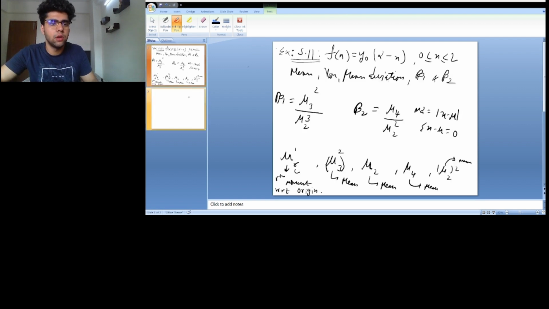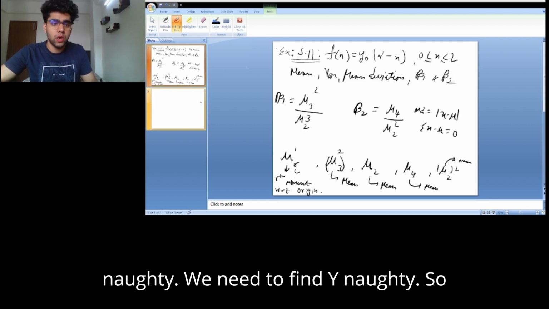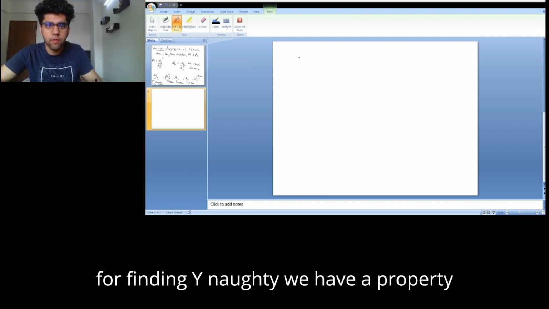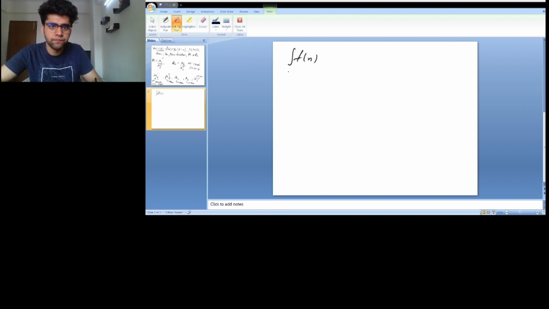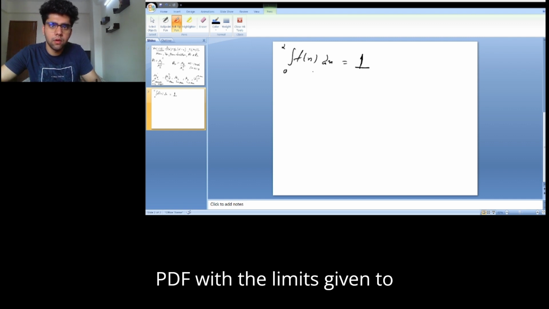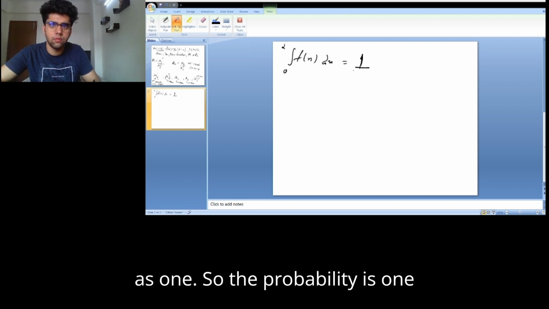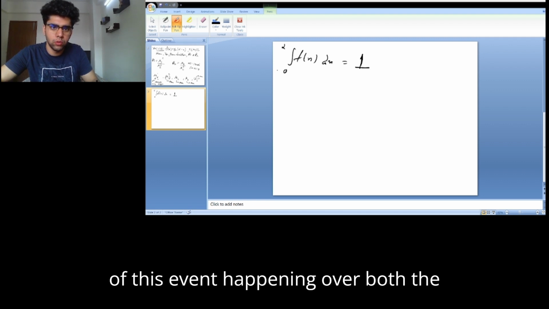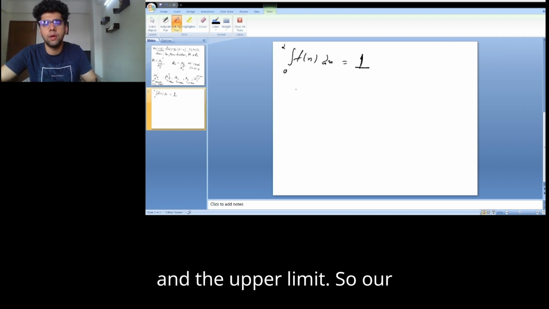So let's just start the question. First of all, we don't know what y naught is. We need to find y naught. For finding y naught, we have a property that integrating the PDF with the limits given to us gives us the total as 1. So the probability is 1 of this event happening over both the limits, 0 and 2, over the lower limit and the upper limit.